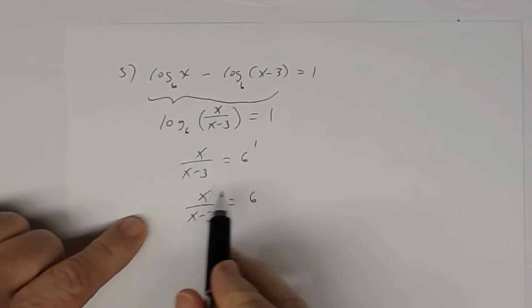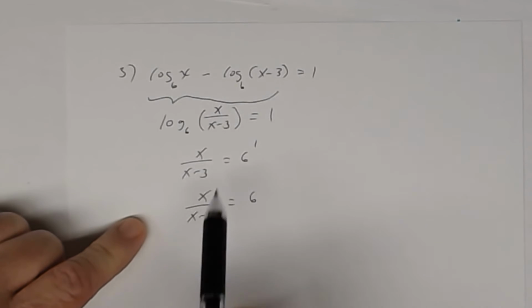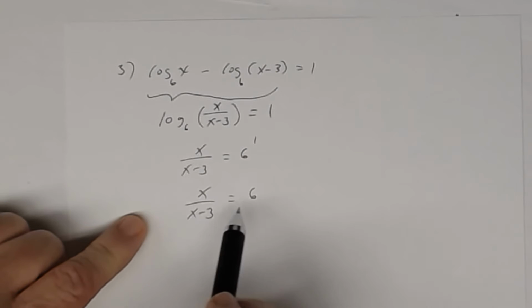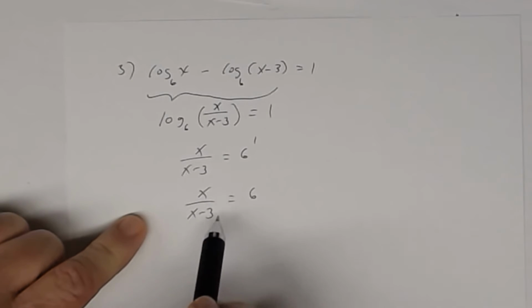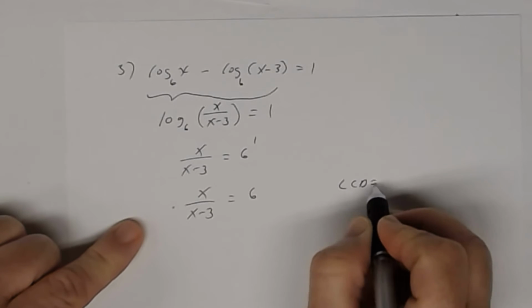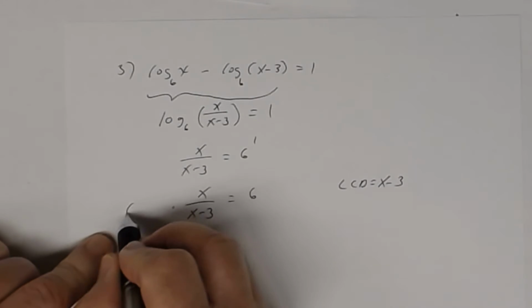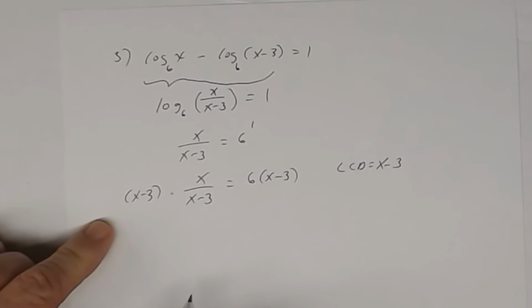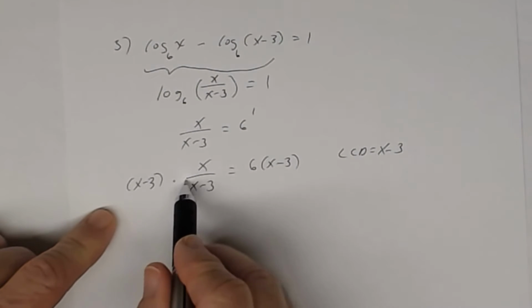Okay, so now we have this rational equation. So I went from a log equation to a rational equation. And to solve this rational equation, I'm going to go ahead and multiply both sides by the least common denominator. So the least common denominator is x minus 3. So x minus 3 times x minus 3. All right? And so these will divide out.